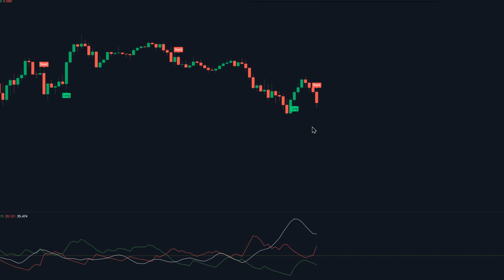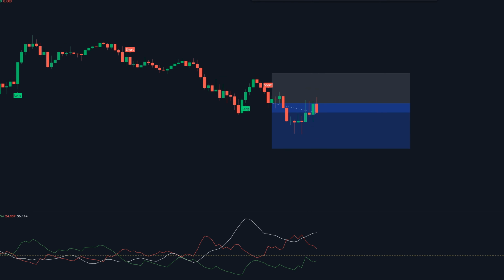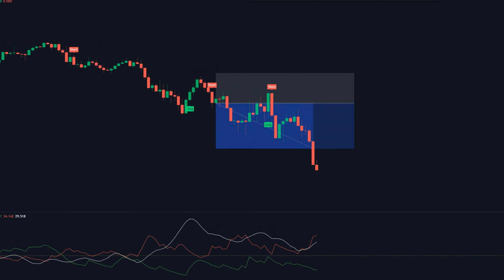All the entry conditions are met on this candle, so we're gonna enter a short position. Set the stop loss right above the most recent swing high. And then for the take profit, we're gonna go with 1.5 times the risk. Letting this trade run, and it hits take profit.